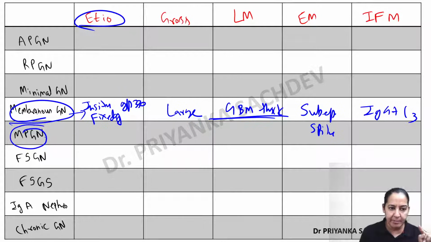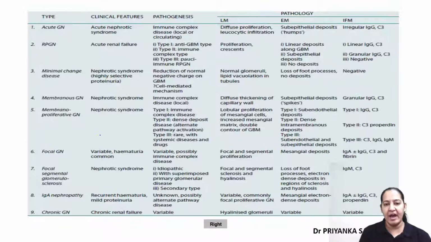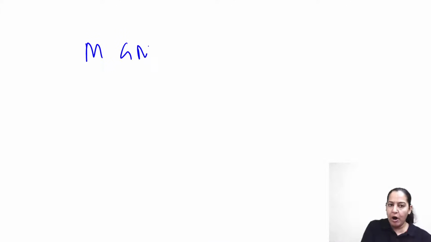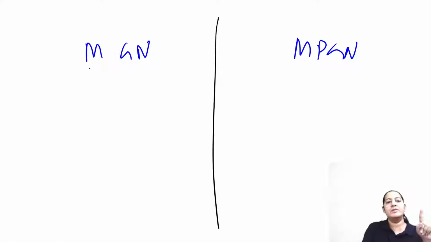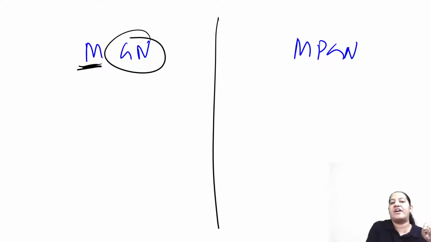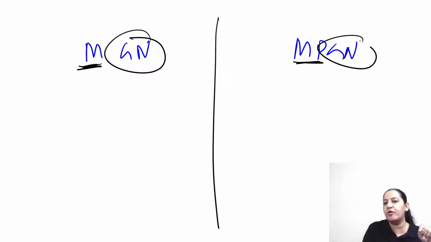Now, let me complete one more, MPGN, then I will make a comparative table between them. Right? MPGN एक और पढ़ लेते हैं. Now, we have just studied MGN. And now I am teaching you MPGN. Can you first tell me the full form? This is membranous glomerulonephritis. This is membranoproliferative glomerulonephritis.